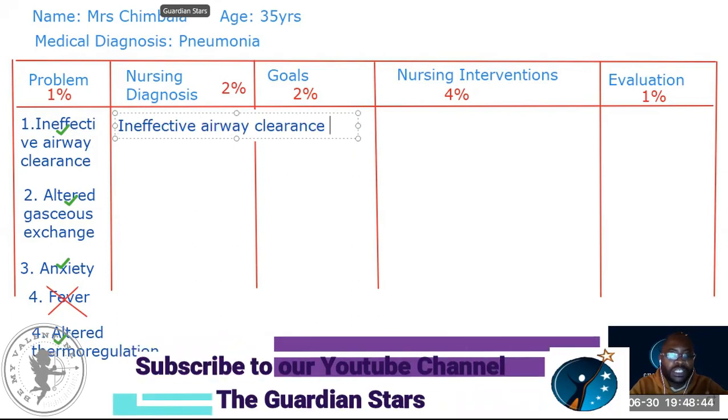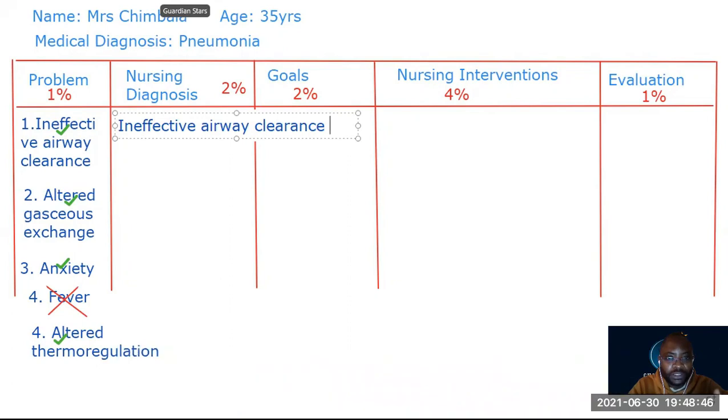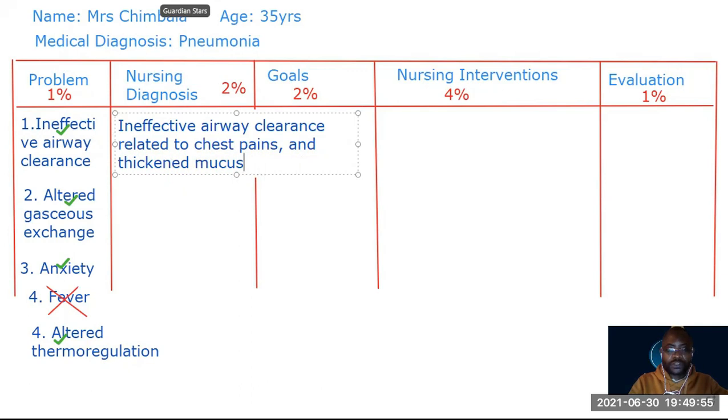What is causing this ineffectiveness in airway clearance? That's your cause. So you have to say related to or due to. In place of related to, you can say due to. What do you think will cause this ineffective airway clearance? That's what we want to write here. So we can say ineffective airway clearance due to chest pains and thickened mucus.